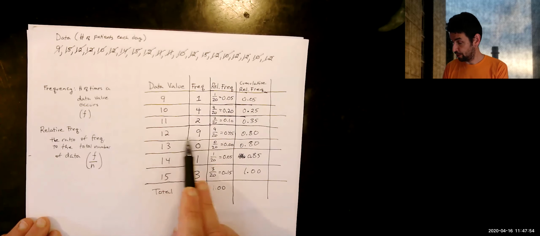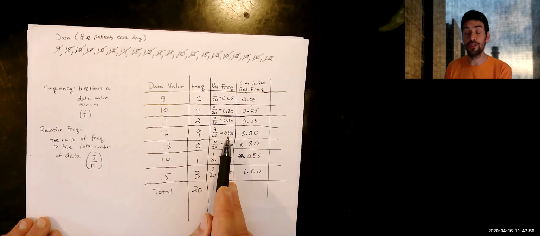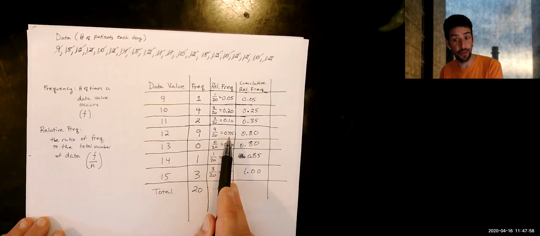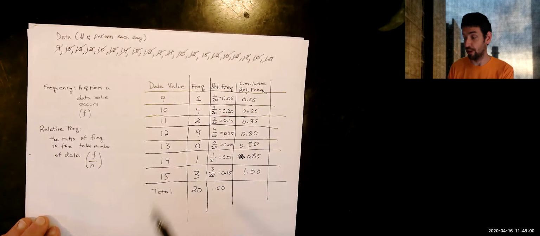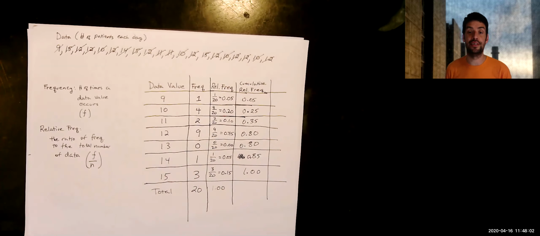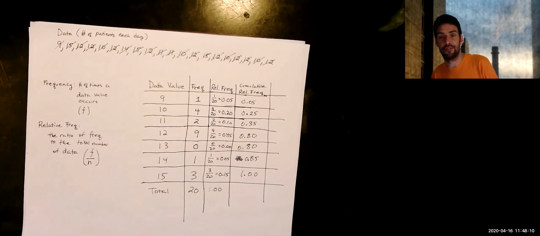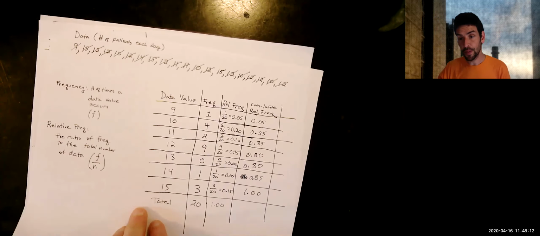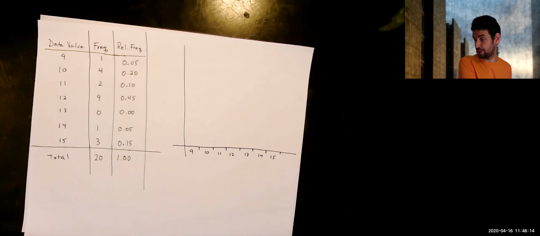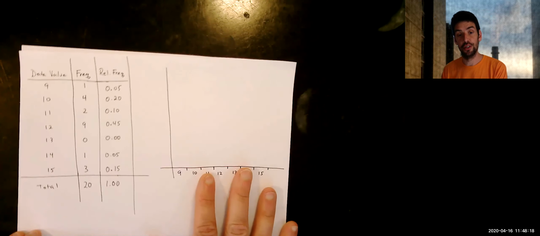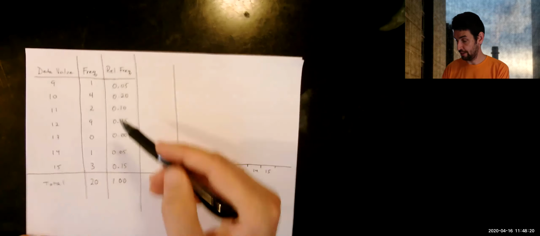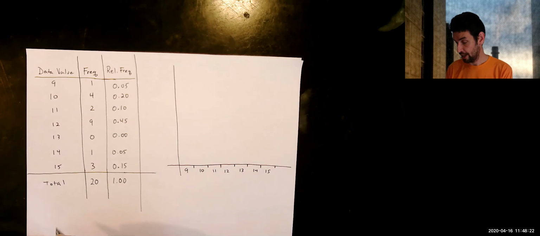Or maybe we can look at 12: 0.45, almost half of the data was 12, so 45% of the data was a 12. So the frequency tells you how much it appears, and the relative frequency tells you what proportion of the total data that frequency represents, okay? We're not going to use the cumulative relative frequency, the last column in that table, for this. So I've recopied the table, at least the relevant parts, here, right?